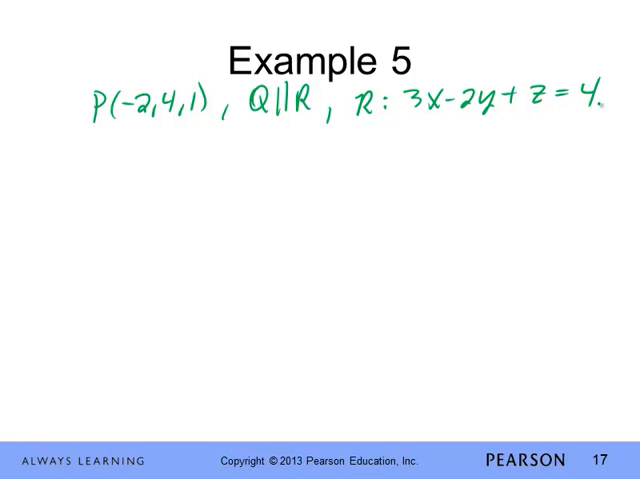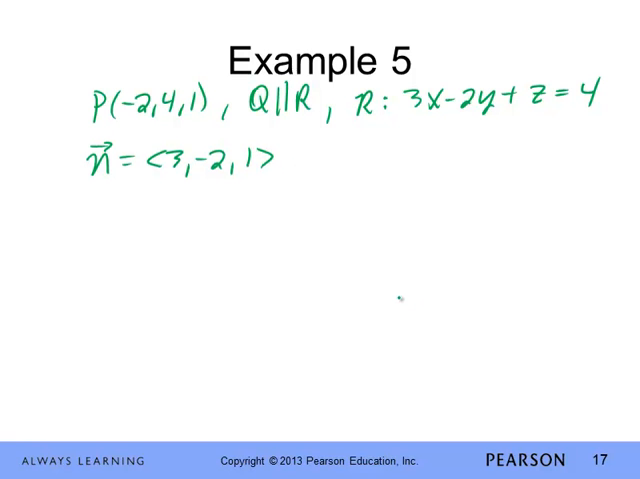What was the relationship between normal vectors of parallel planes? They essentially have normal vectors that are parallel with each other, right? Scalar multiples or even the same. So we could use the normal vector from R and use it as our normal vector for Q. So let's go ahead and use that normal vector, 3, negative 2, 1.